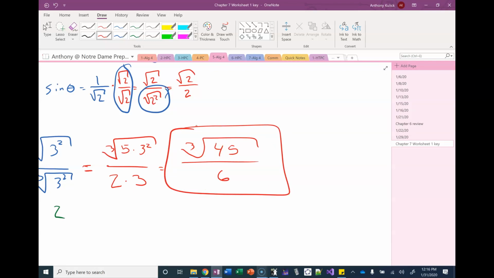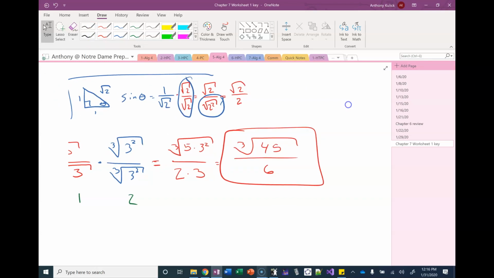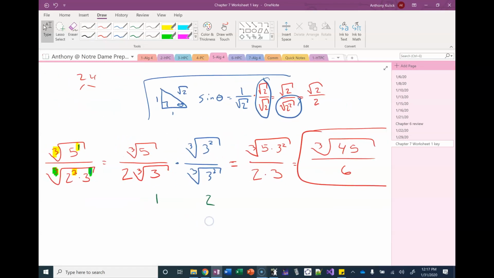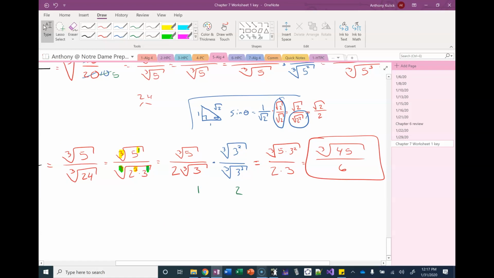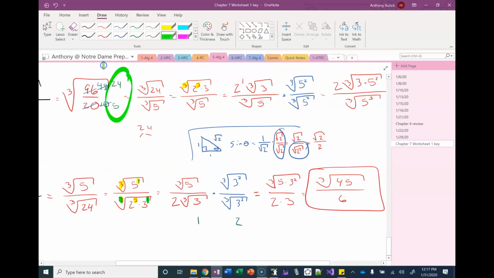Maddie? How did you get, when you first reduce the fraction, the 5 over 24? Like, right, yeah. How did you get it? So I just stole my work from up here.